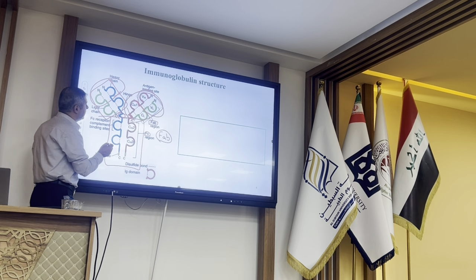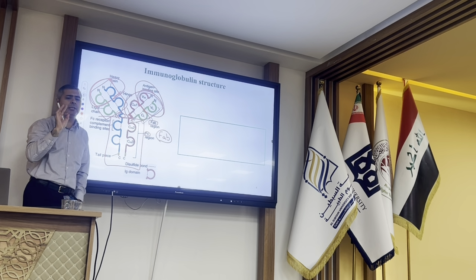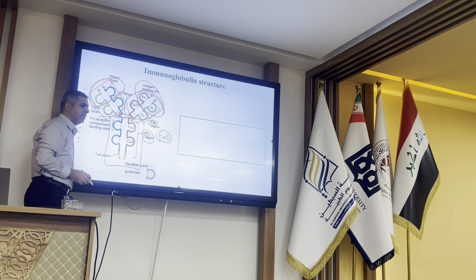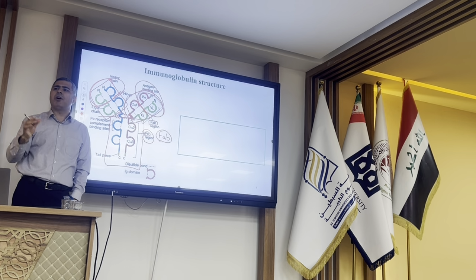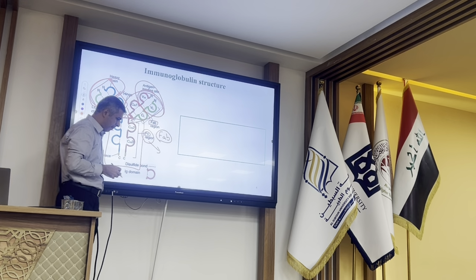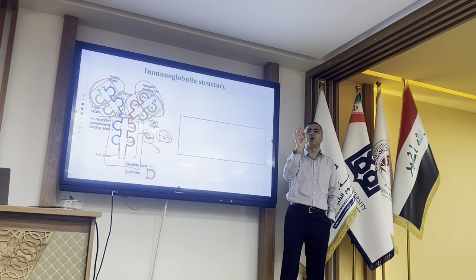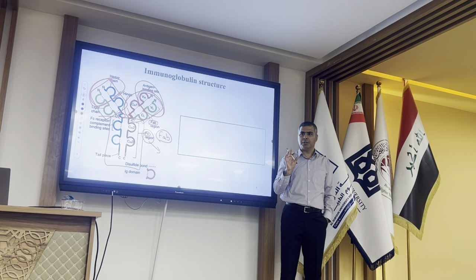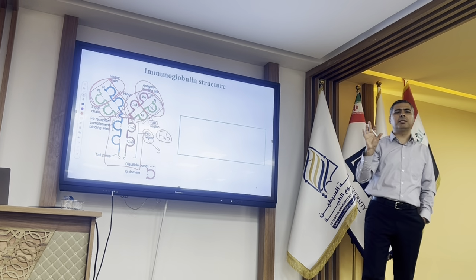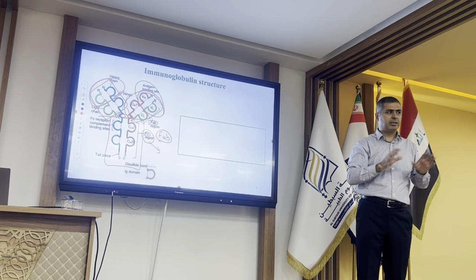Another function is that those parts, the antigen binding sites, have the responsibility to recognize the antigen. But this part, which is called the Fc region, does most of the functions of the antibody. For example, you know that one function of antibody is that antibody is an opsonin. Do you remember opsonin? What is an opsonin? An opsonin is anything that facilitates phagocytosis. Is that clear or not?